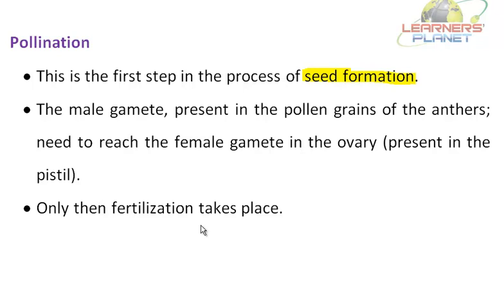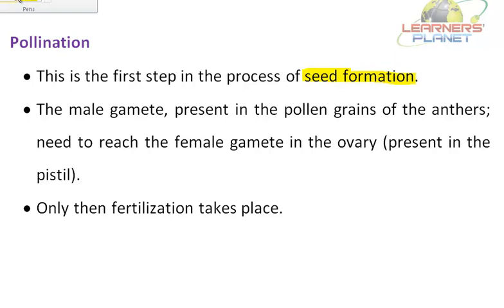So for the male gametes to combine with the female gamete, it is necessary that first the pollen grains from the anther of the stamen should be carried to the stigma of the pistil. And when this transfer of pollen grains from the anther of a stamen to the stigma of a pistil occurs, it is termed pollination, or we can say that pollination has taken place. So pollination is said to take place when pollen grains are carried from the anther to the stigma of the flower.